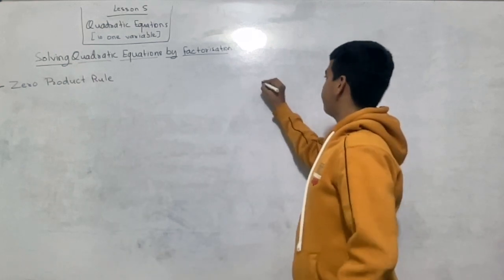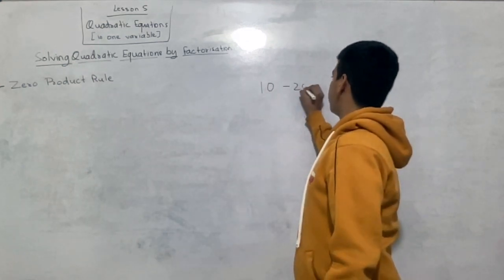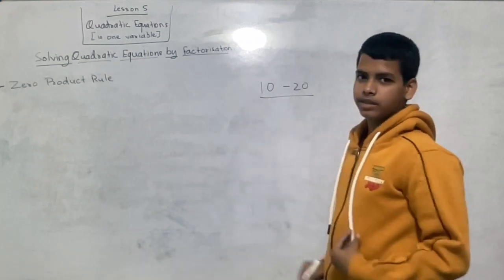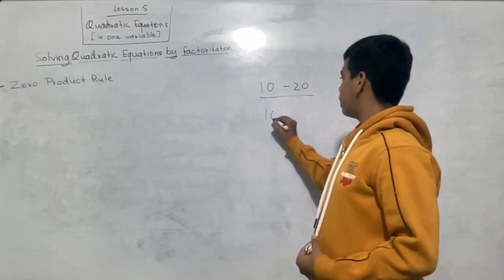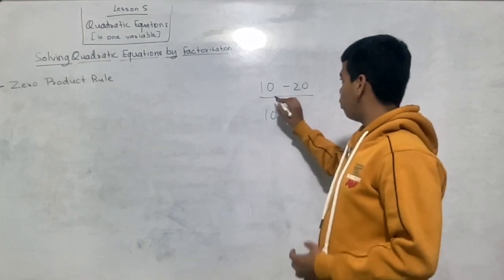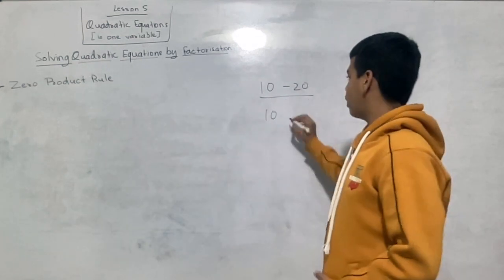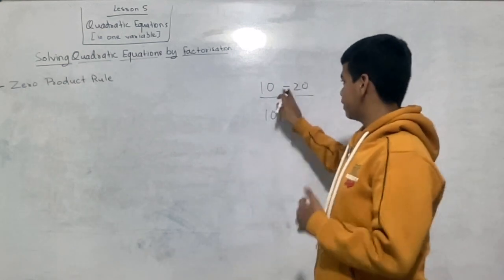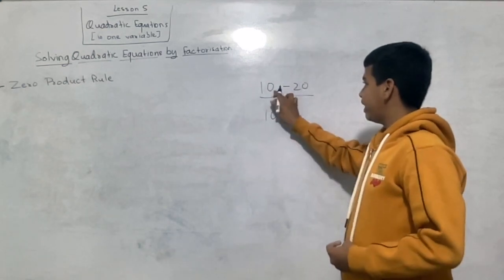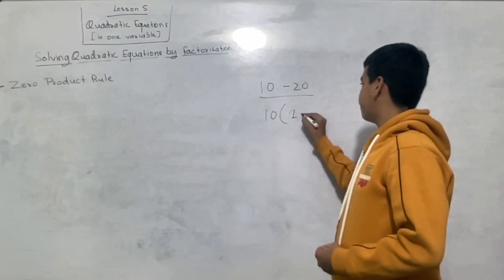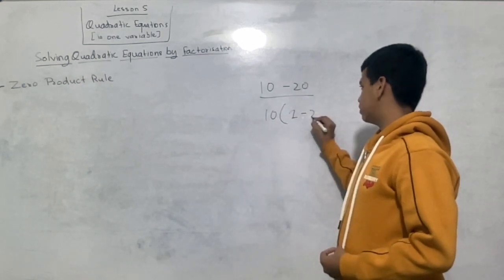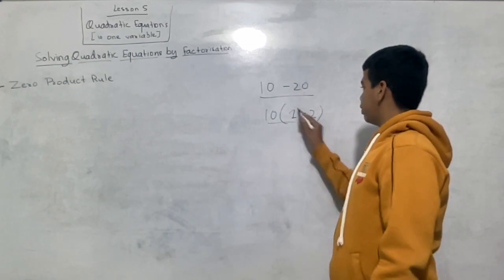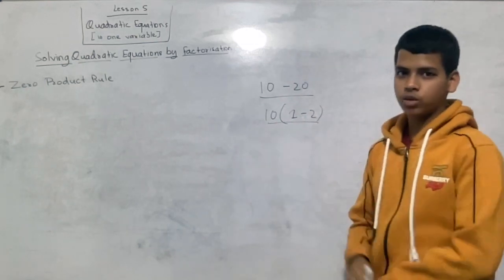So let's say I have 10 minus 20. What is common between these two numbers? 10. Exactly. So I'll take 10 out of both numbers. I will write the remainders in brackets, but I will reduce them. When I divide 10 by 10 I get 1, and when I divide 20 by 10 I get 2. So 10 minus 20 can also be written as 10 into whole bracket 1 minus 2.